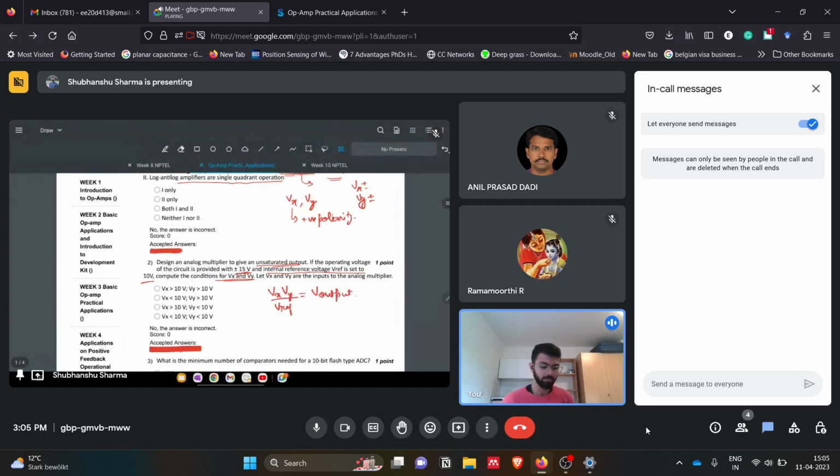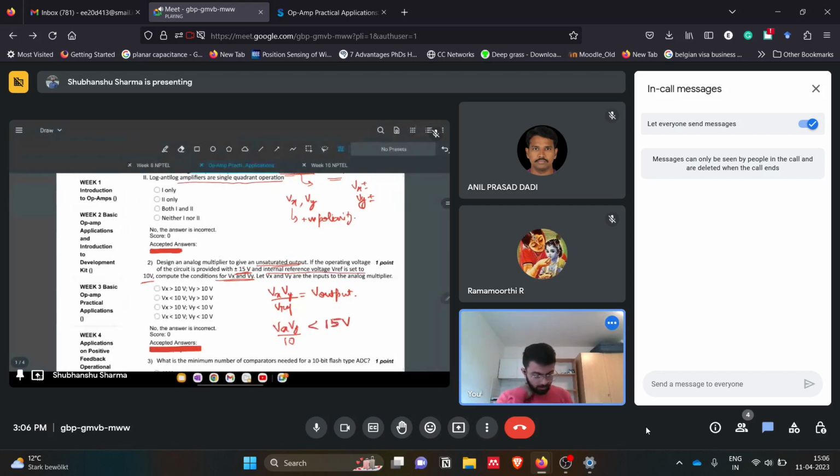Normally V reference is the scaling factor. If nothing is given, then we take V reference as the scaling factor for this analog multiplier. So we have V reference as 10, and what will be Vx and Vy so that the output should be less than 15 volts.